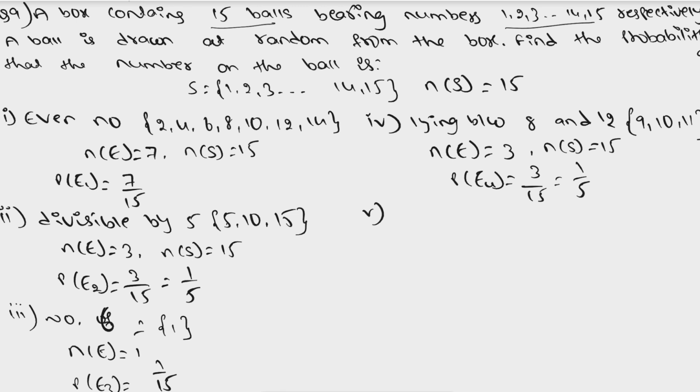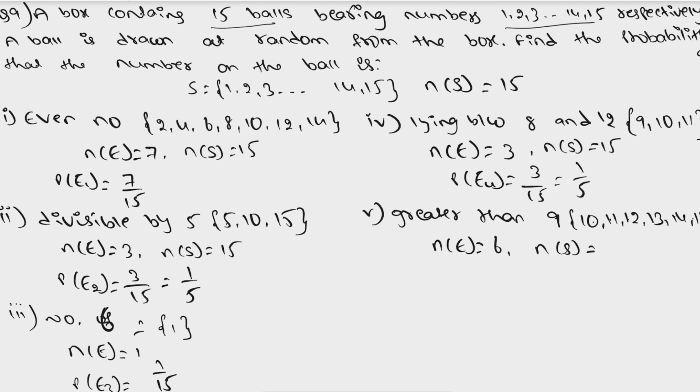Next we have to find the probability of getting a number which is greater than 9. All the numbers greater than 9 are 10, 11, 12, 13, 14 and 15. Favorable outcomes are 1, 2, 3, 4, 5 and 6. And n of S is equal to 15, and the probability of getting this fifth event is 6 by 15, which can be simplified, since 3 twos are 6 and 3 fives are 15, and written as 2 by 5.